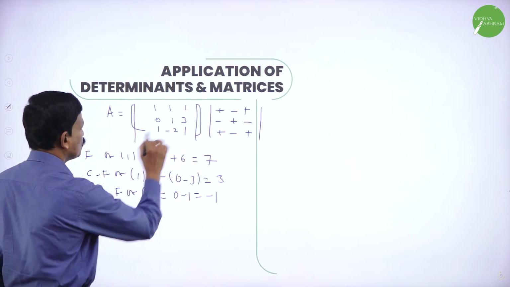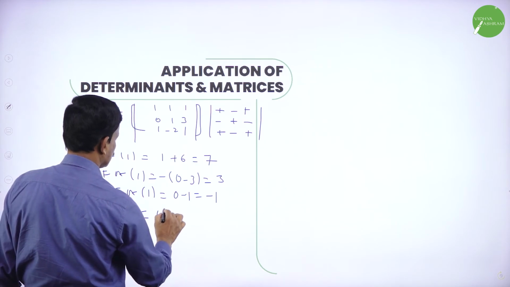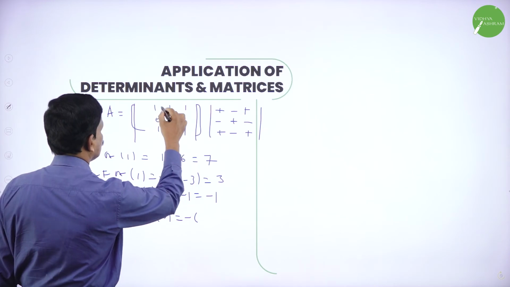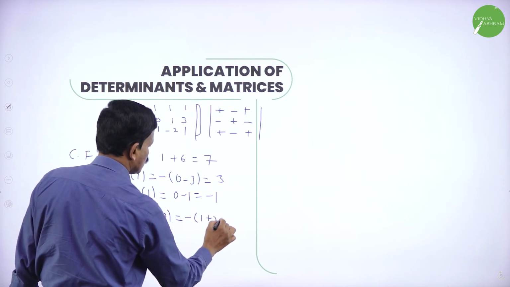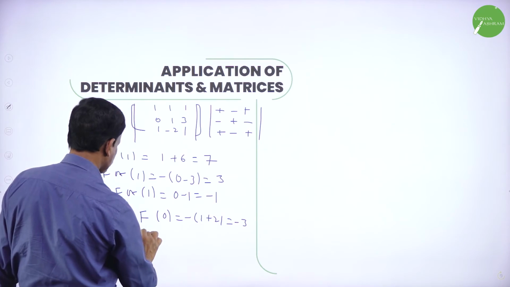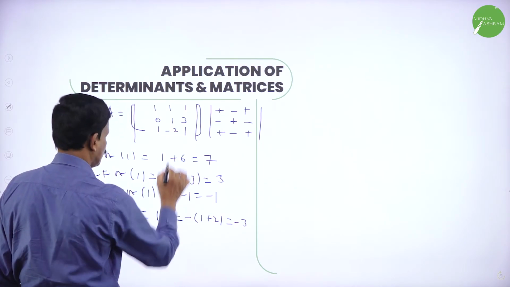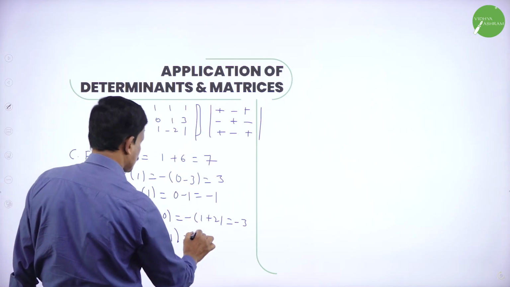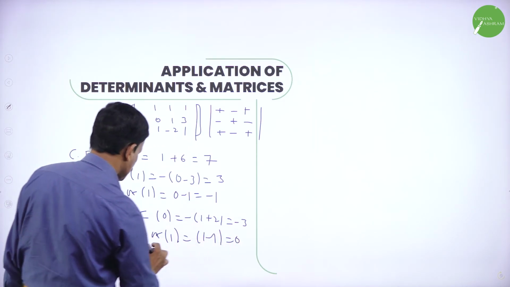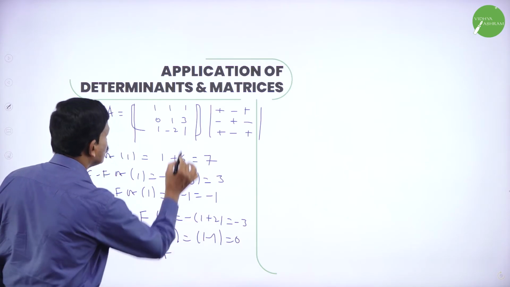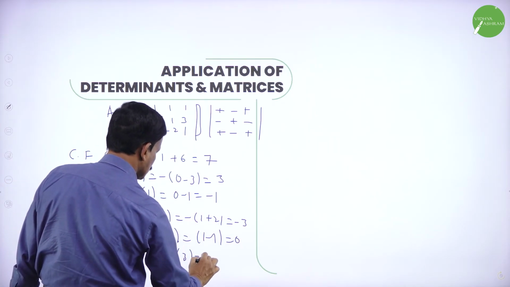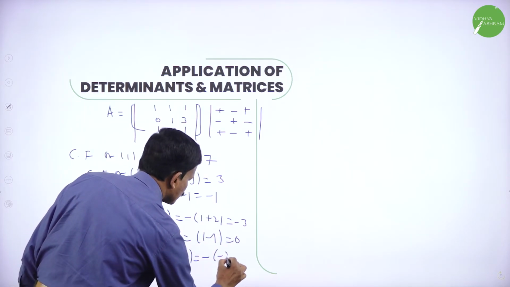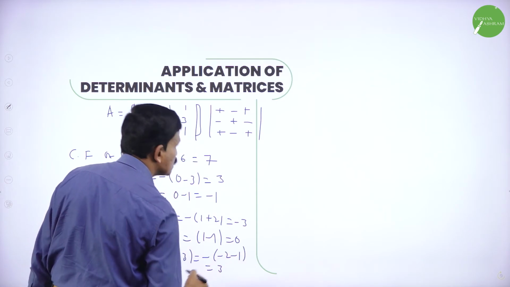Similarly, come to the second row. Cofactor of 0. This row and column is gone. It is negative sign. This is 1 ones are 1 plus 2. This is minus 3. Cofactor of 1 is positive. This row and column is gone. 1 ones are 1 minus 1 is equal to 0. Again, cofactor of 3. Negative sign. This is gone. 1 into minus 2 is minus 2 minus 1. This is minus of minus is plus 3.